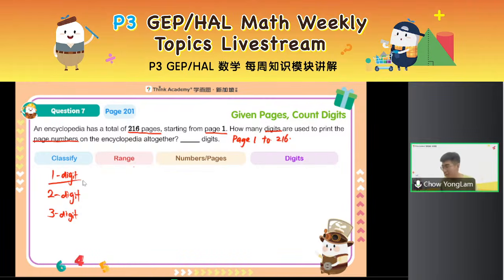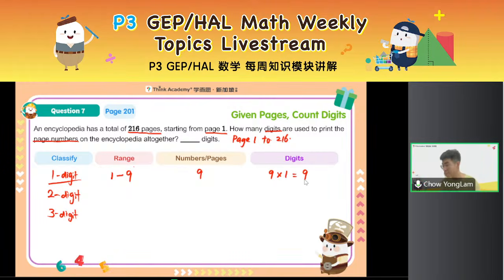Now, can y'all tell me the 1-digit number, what is the range? Of course, I start from page 1 to 9. I have included all my non-zero 1-digit numbers. From 1 to 9, how many numbers are there? There are, yes, good job, 9 numbers. 9 numbers, each of them uses 1 digit. So 9 times 1, there are 9 digits in total.